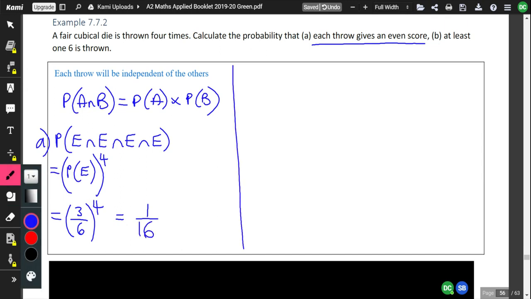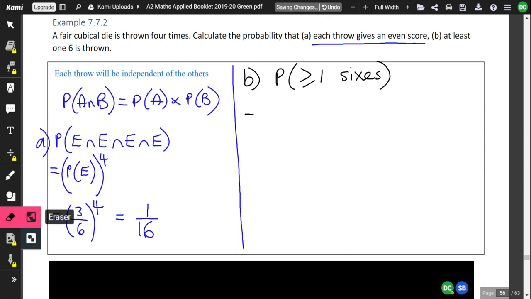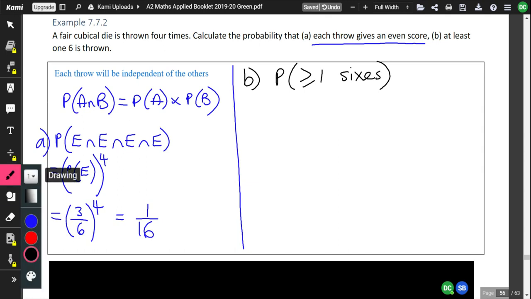In part B, we want the probability that at least one 6 is thrown. The probability of 1 or more 6s. So that could be 2 6s, or 3 6s, or 4 6s, or 1 6, of course. The only outcome we don't want here is 0 6s. So it's going to be quicker to work out the probability of getting 0 6s and take that away from 1, because it's the only outcome that we don't want.